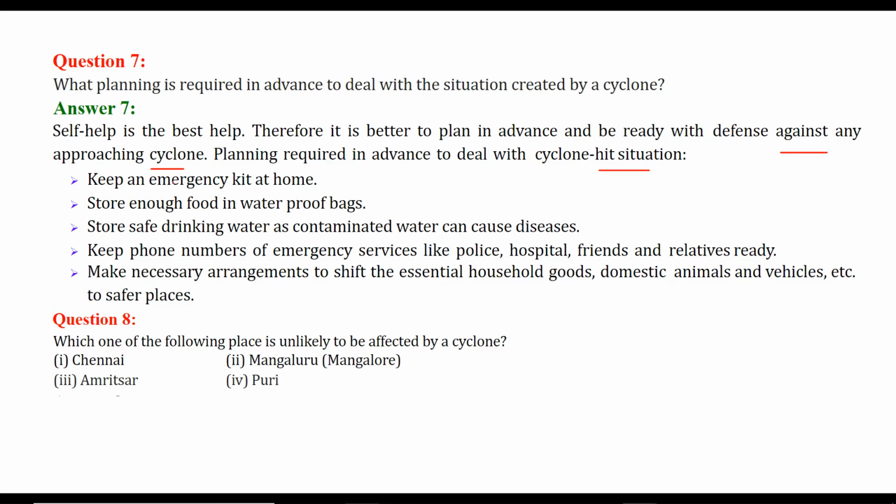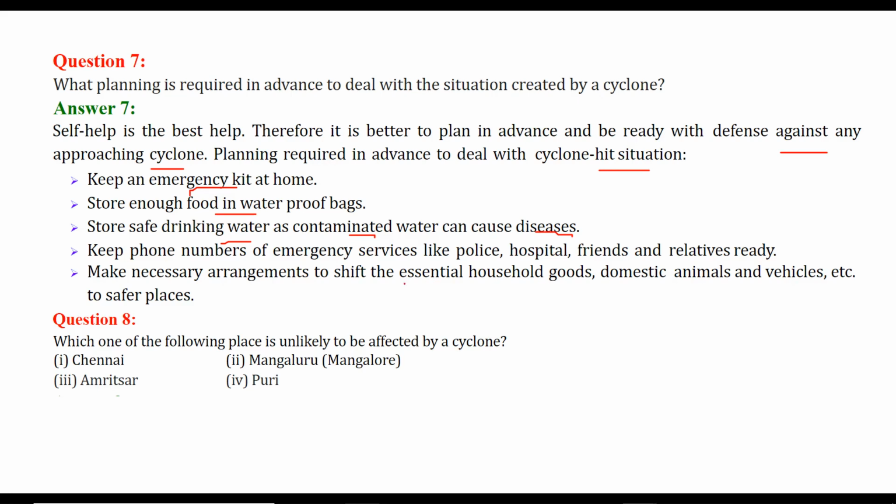You can keep an emergency kit at home. You can store food in waterproof bags. You can store safe drinking water, because this is very important. Water is the most important thing, and if you happen to drink the contaminated water, that will cause diseases and that will increase the pain in the cyclone.